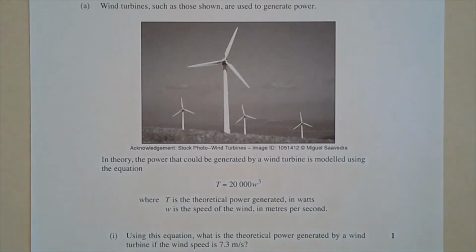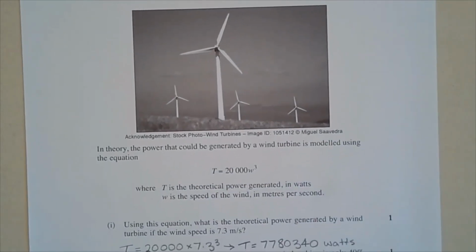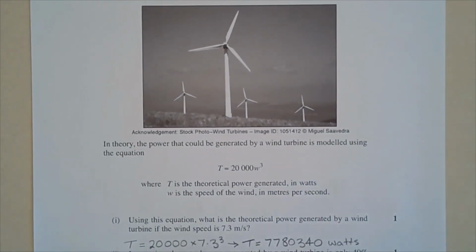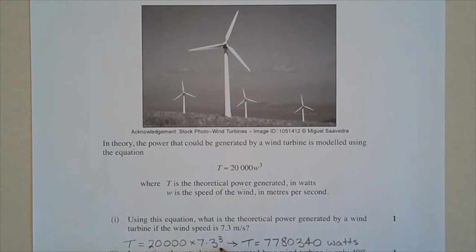So this one's straightforward. We just take the 7.3, we substitute it for W, we raise it to the power of 3, so 7.3 cubed multiplied by 20,000 will give us our theoretical power. So T equals 20,000 multiplied by 7.3 to the power of 3, and that gives us 7,780,340 watts.